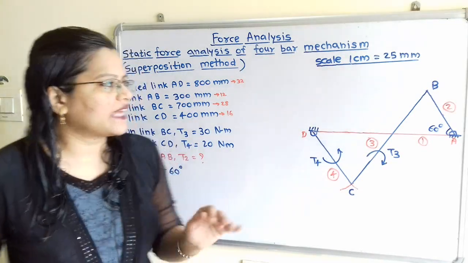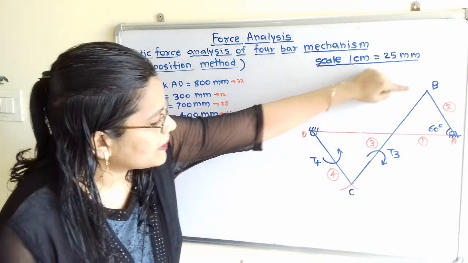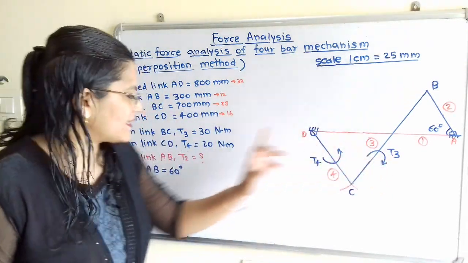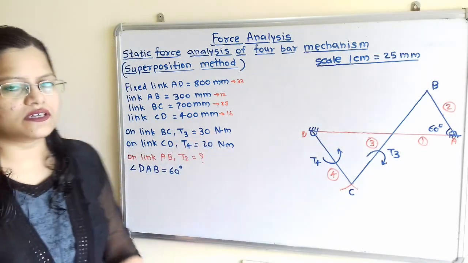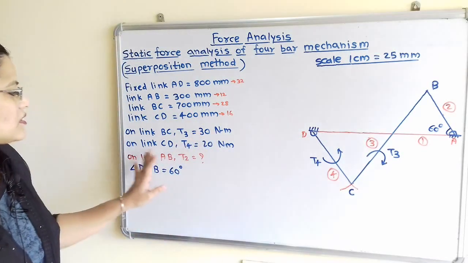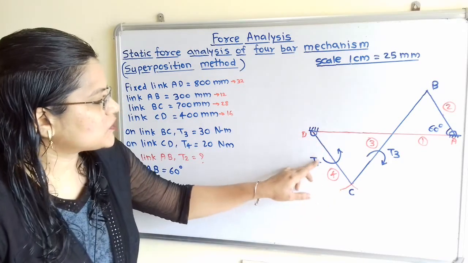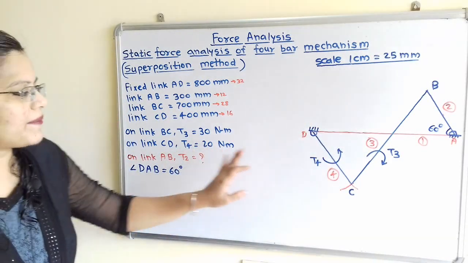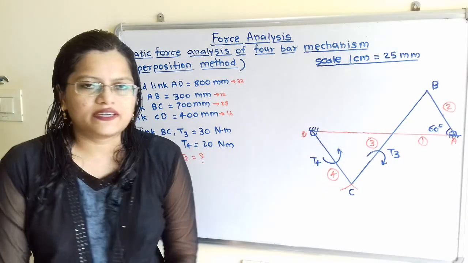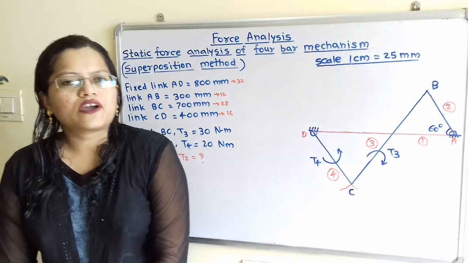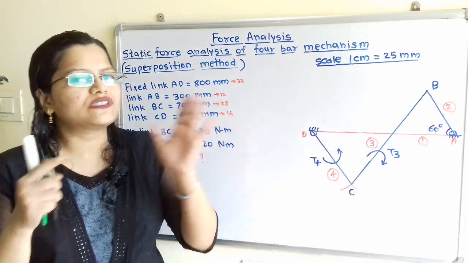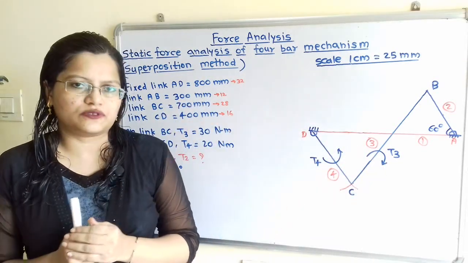Now it is given that on this link BC there is torque T3 applied in clockwise direction. Magnitude is also given, 30 Newton meter. And on this link CD there is torque T4 that is applied in anti-clockwise direction, and magnitude is also given, 20 Newton meter. Now because of this applied torque, this mechanism tries to displace from its original position.